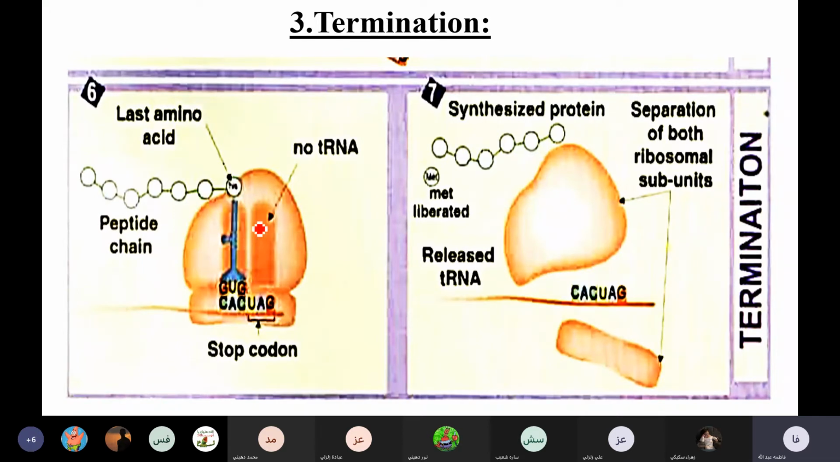There is no specific transfer RNA, as you can see in the figure. I have no specific transfer RNA for this stop codon. It will stay empty. This means this is a signal for the end of translation. The small and large ribosomal subunits that were assembled together will now separate. They will dissociate.